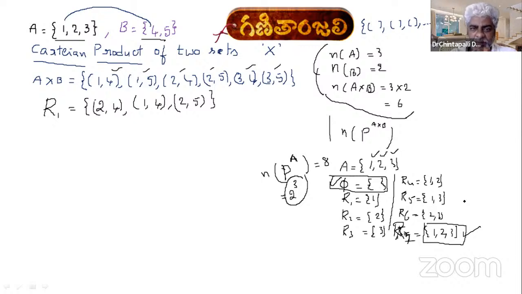Number of subsets of a set. The number of subsets of a set is 2 power n. The number of proper subsets of that set is 2 power n minus 2.